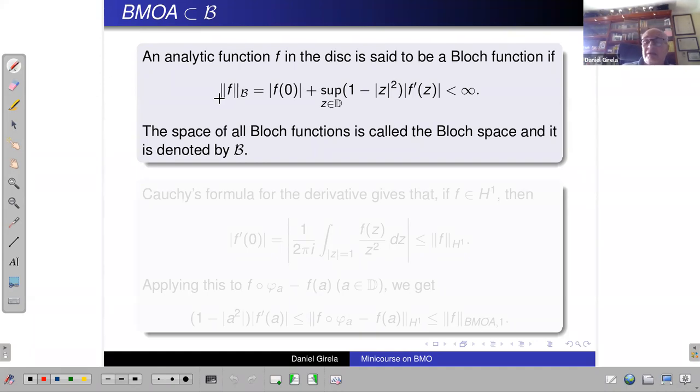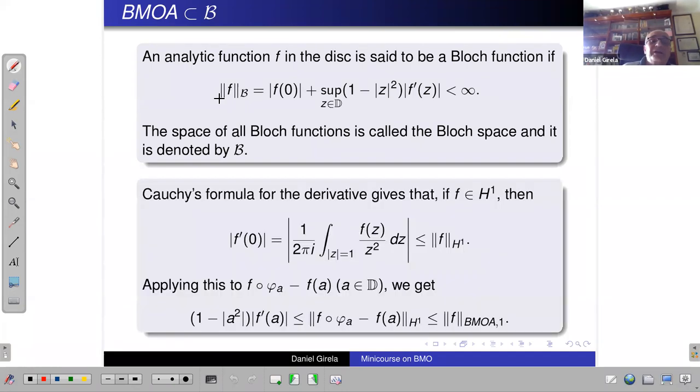Well, let me see. It's something very simple. If we use Cauchy's formula for the derivative, for any function f in H1 we have this equality, and then you write this in terms of parameterization and so on, and you immediately get that this is smaller than the H1 norm of f. So for any function f in H1, we have that the absolute value of f prime of zero is bounded by the H1 norm of f. If we take a function f in BMOA, and we apply this not to f but to the function phi_a composed with f minus f of a, then we immediately get this.